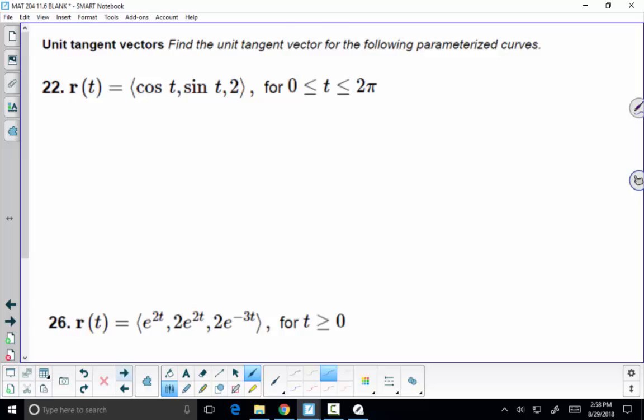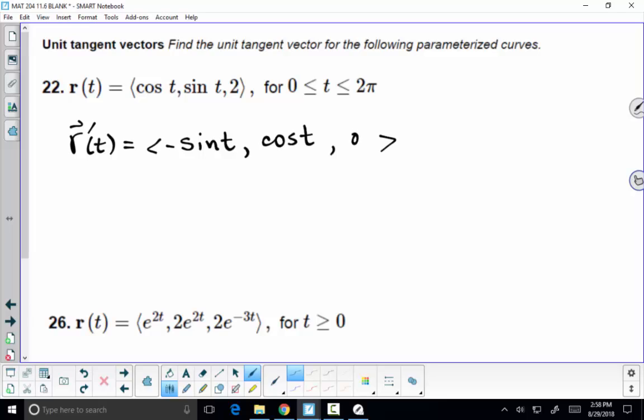So now we're going to take the magnitude of the derivative. Take the square root of the sum of squares. Isn't it just one? Doesn't matter if there's a t in there. The derivative is negative sine t, cosine t, 0. The magnitude is just 1, because this is just sine squared plus cosine squared, which is 1. Square root of 1.